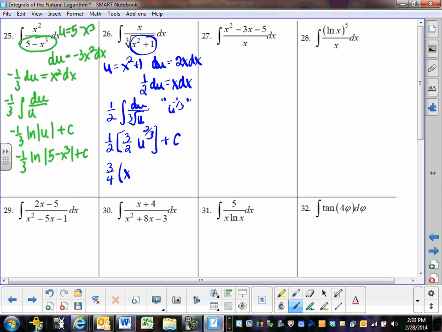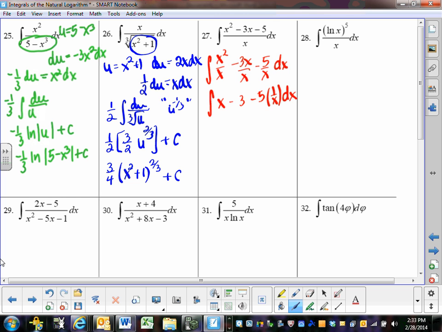For the next part, we have a similar situation, the higher power on bottom. So our u is going to be 5 minus x cubed. So our du is negative 3x squared dx. So I have negative 1/3 du is x squared dx. So I have negative 1/3 du over u. So negative 1/3 natural log absolute value of u plus c. So negative 1/3 natural log absolute value of 5 minus x cubed plus c.